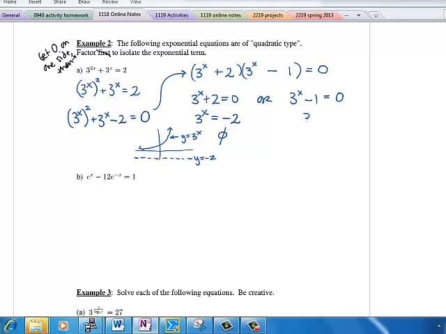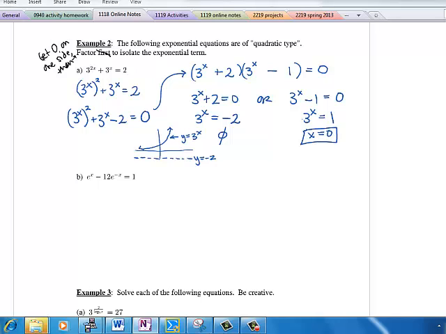But over here, 3 to the x equals 1, we can say, oh, well, x has to be 0. Because 3 to the 0 is 1. So there's only one solution to this particular equation, but the way we were able to solve it was, again, getting a 0 on one side, factoring, and then setting each factor to 0.